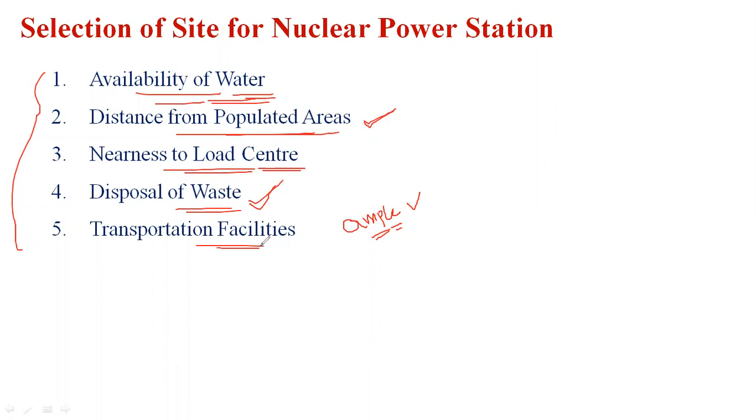And the transportation facilities: compared to the thermal power plant, in the nuclear power plant the transportation is very, very less. That is, the fuel requirement is very, very less. With a little bit of fuel we can generate a huge quantity of power. But at the time of construction, a large quantity of materials is required, that is, the nuclear reactor, heat exchanger, turbine, condenser, alternator, and so on. So good transportation facility is required for both roadways as well as railways.